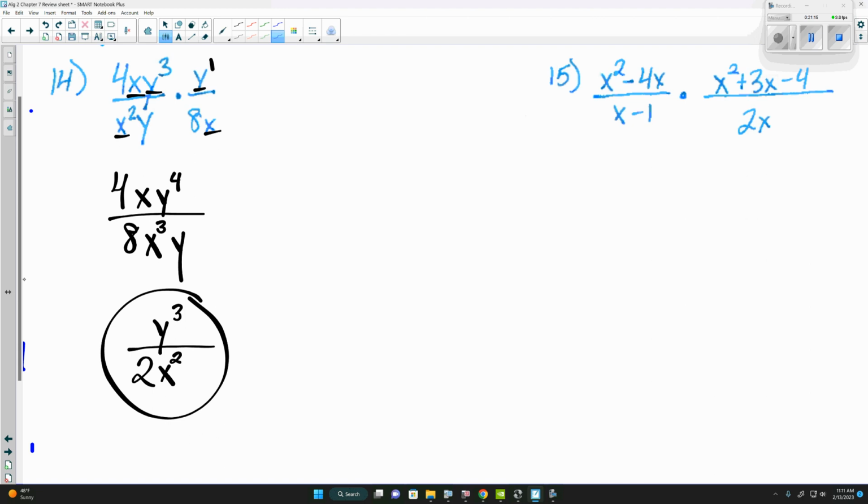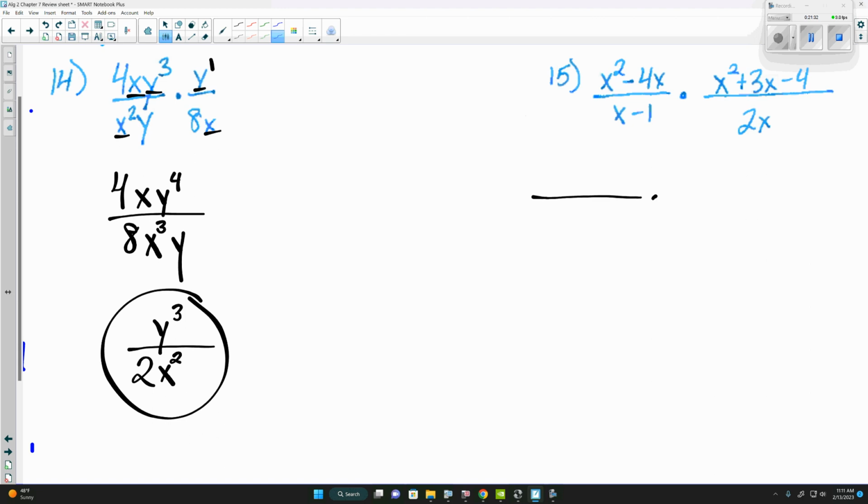Because we have 4 y's on top, we've got 1 on bottom. So any that are in common would go away. So it'd take 1 away from top and bottom, leaving us with 3 on top. Any other questions on 14?